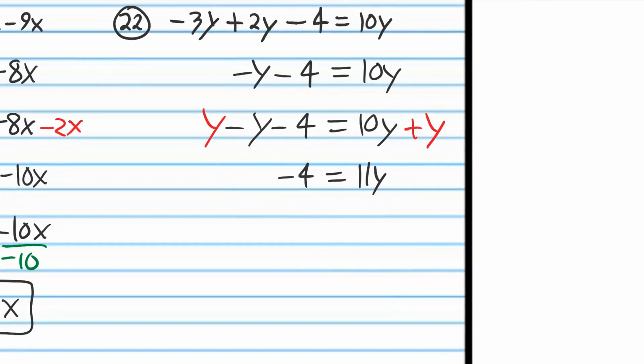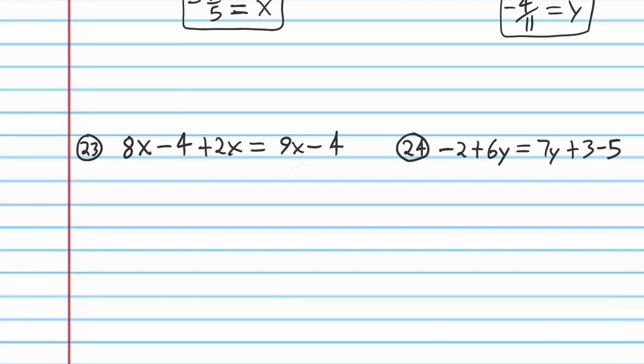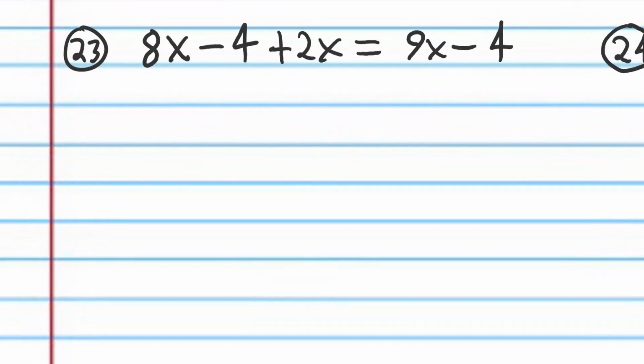So it looks like this is going to be another short one. Divide both sides by 11. And we have negative 4 over 11 is equal to y. So if you got negative 4 over 11, good job. Try number 23, and when you come back, we'll do it together.